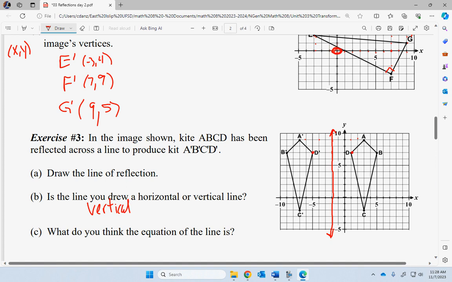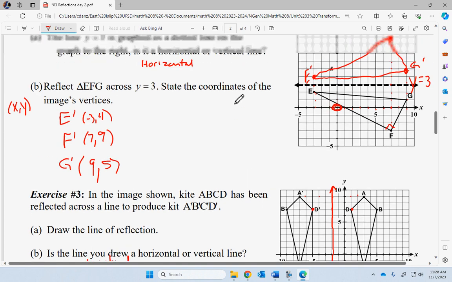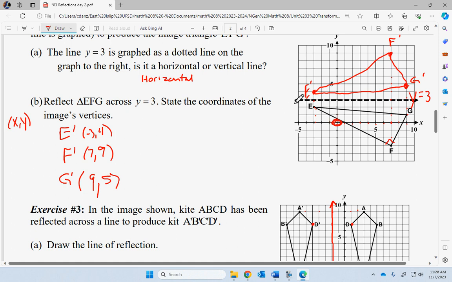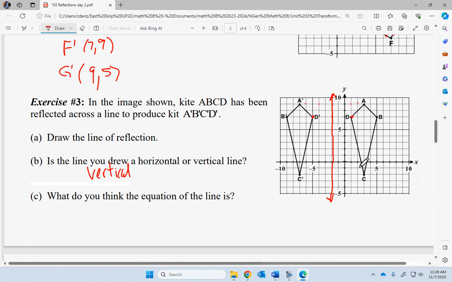What do you think the equation of that line is? I'm going to go up to here for a second and remind you that this dashed line in number 2 was the equation y equals 3. And notice it crossed the y-axis at the number 3. So what do you think this one would be called? Well, it's vertical. It's not horizontal like number 2. It's crossing the x-axis. So we start with x equals, and then we just look at what number it crossed at. It crossed at -2.